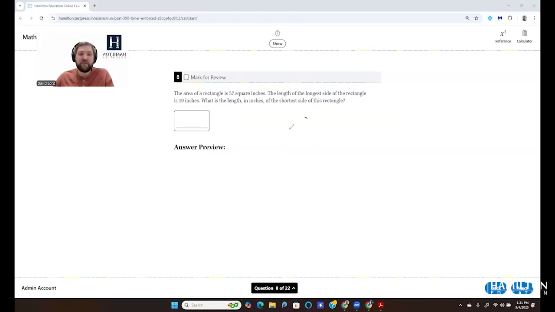Question number 8. The area of a rectangle is 57 square inches. So I'm going to draw a rectangle because there's not one drawn. And we know area is width times length, which is currently 57. The length of the longest side of the rectangle is 19. Okay, I'm just going to say that this is 19 then. And I'll say that this is W.